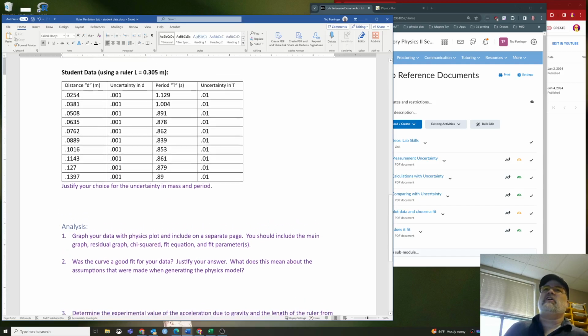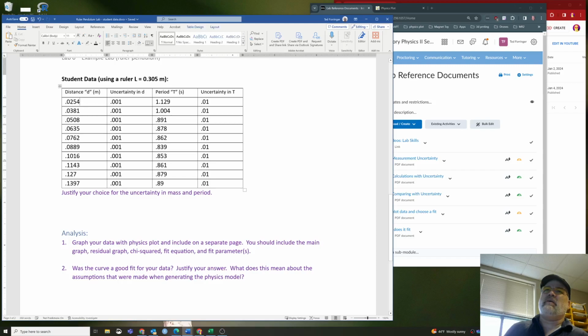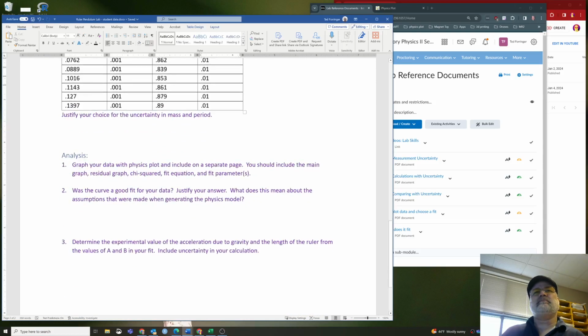Okay, so you're going to collect your data. So they did a value for D, a value for the other variable, and then measured the period for all of these different distances. And you're going to need to justify your uncertainty, but that's a different video, so we'll talk about that later. Let's just assume that the students determined these uncertainties and that they are correct for this lab.